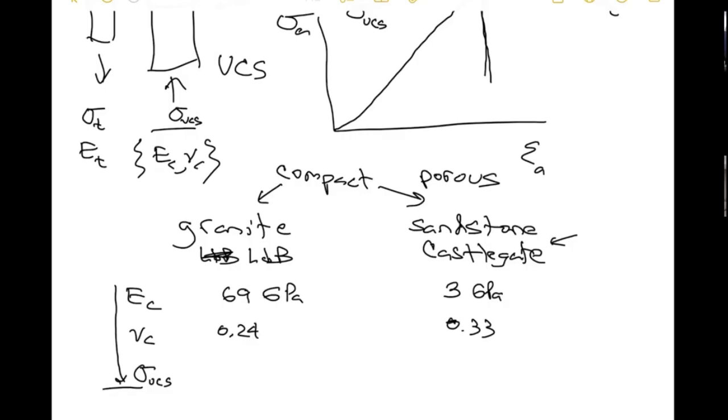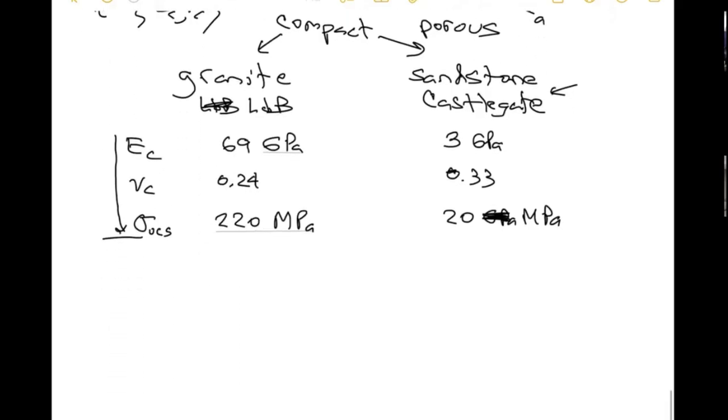Well, for Lac du Bonnet granite, it's about 220 MPa, megapascals. And what do you think it would be for a sandstone, bigger or smaller? Smaller, I guess. You're right again. And so in this case, it's like 20 MPa. So it's much smaller. Much smaller, yes.